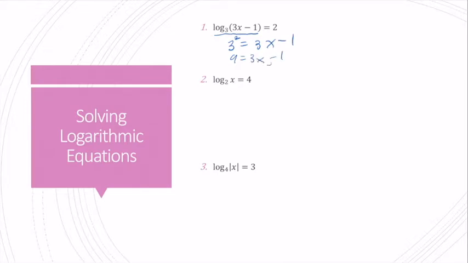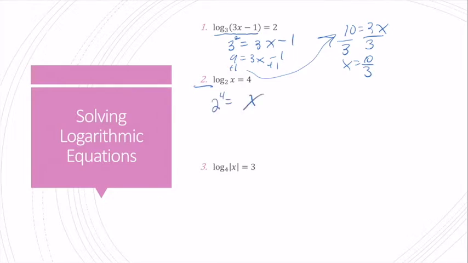I can then go ahead and add 1 to both sides. That gives me a little more room. 10 equals 3x. Divide both sides by 3. X equals 10 thirds. Let's go ahead and solve this logarithmic expression. If I have log base 2 of x equals 4, that means that 2 to the 4th equals x. So 2 to the 4th is going to give us 16. So 16 equals x.